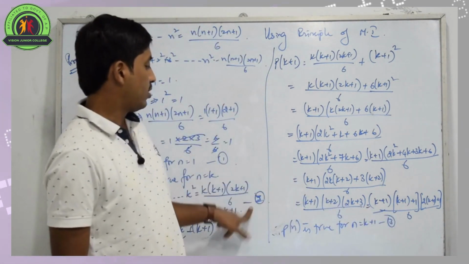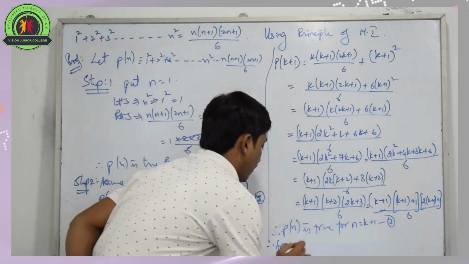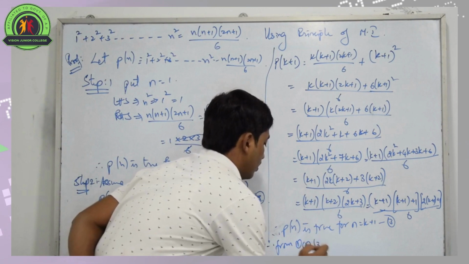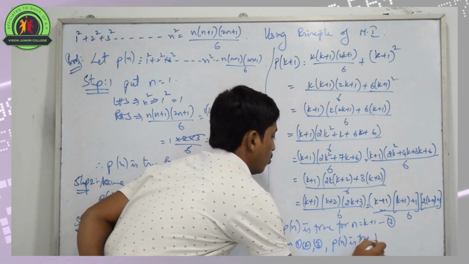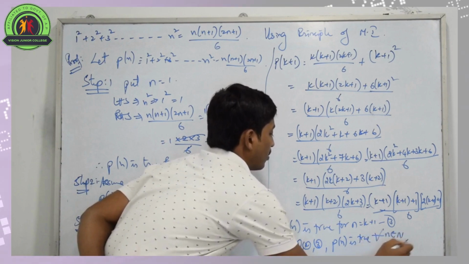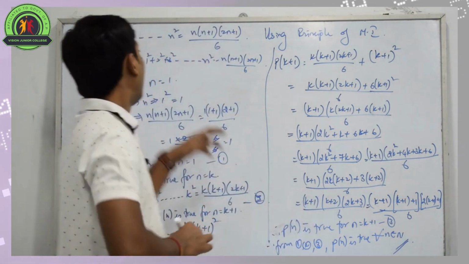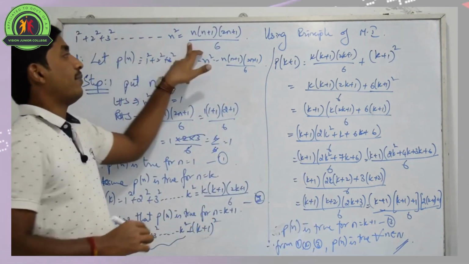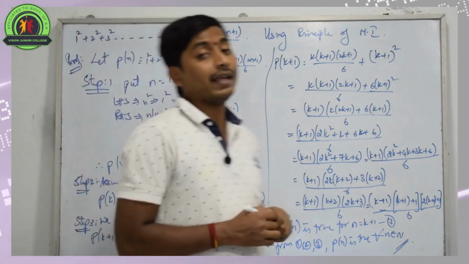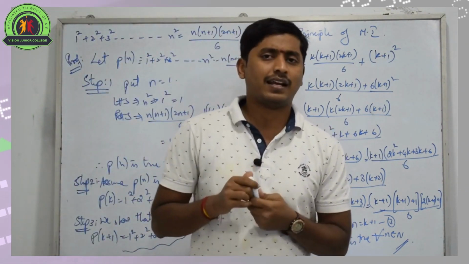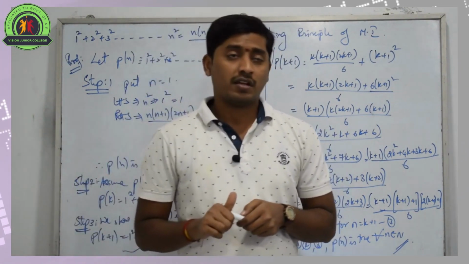Therefore, from 1, 2 and 3 we can prove that P of n is true for all n belongs to N, which means for all natural numbers n, this statement is true according to the principle of mathematical induction. Isn't it easy to prove? Fine. Shall we move on to the next problem?